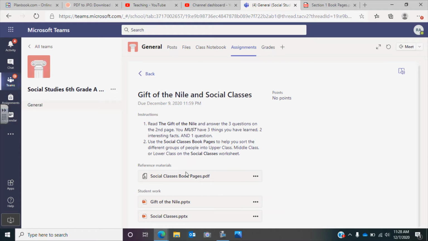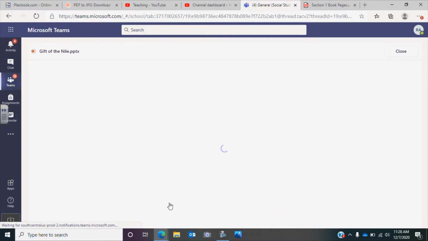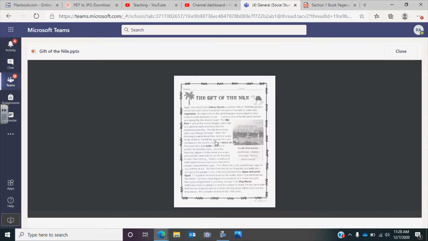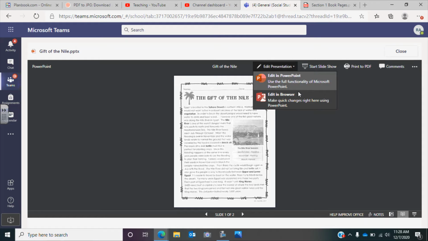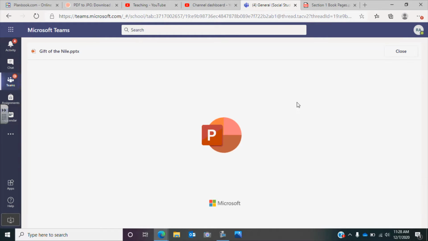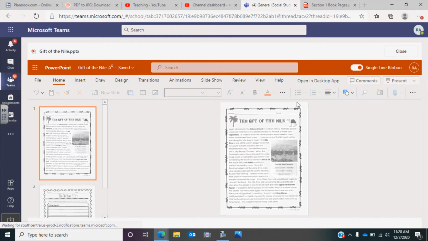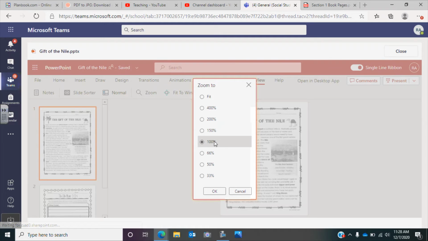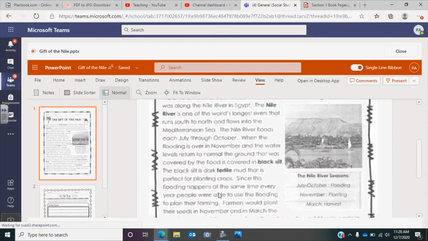So we'll go ahead and click on the Gift of the Nile, the first part here. When you pull it up, it'll pull it up in the PowerPoint, and you want to click Edit in Browser. Once that pulls up, you'll click Edit Presentation, Edit in Browser. And then once that pulls up, I always like to zoom so I can see it a little bit better. Now you might have View right here, or it may be all squished together, and there might be a little drop down arrow that you'll need to click, but you'll click View, click Zoom. Now I always do 100%, but you could do whatever percent works for you.